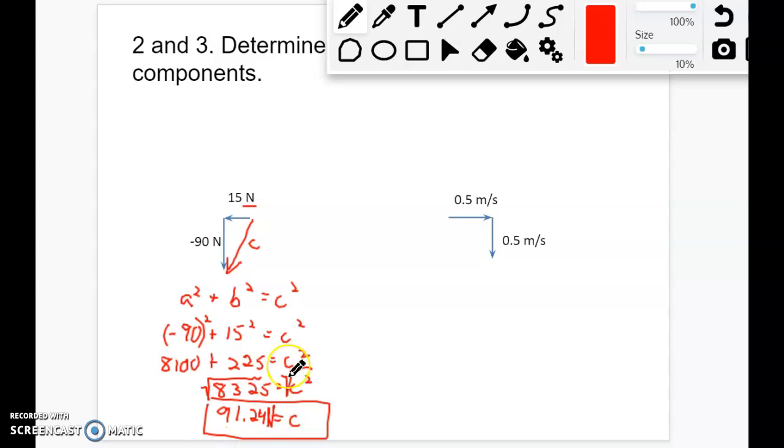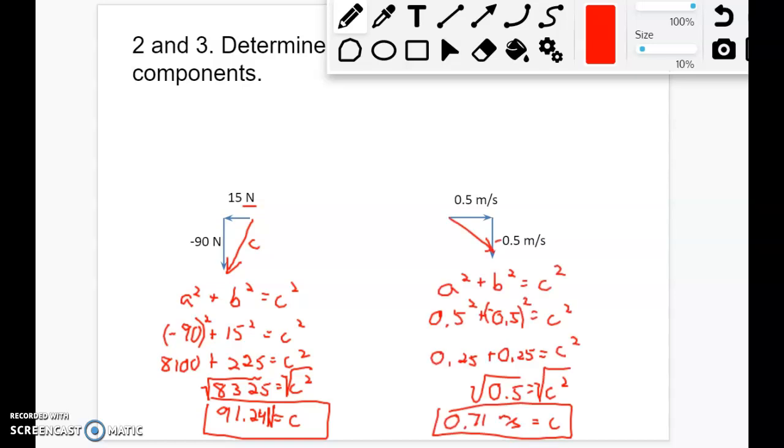I want you to pause the video and do this one on your own. See what you come up with for the resultant. All right, check your answer. And if you did this right, this should be how you draw the resultant. This wasn't shown up as negative, but that should be negative. But anyways, you're not going to be asked to necessarily fix mistakes like that. But whether this is negative or if it's positive, you should end up with the same answer here, 0.71. Our units are meters per second, and that's our answer for c. And so this arrow represents 0.71 meters per second.